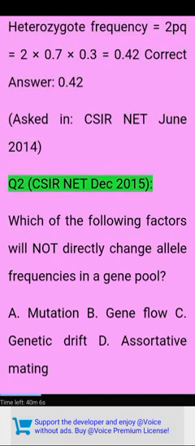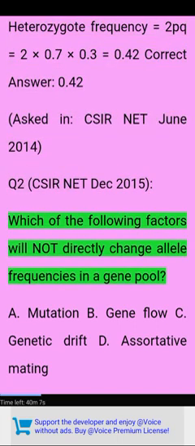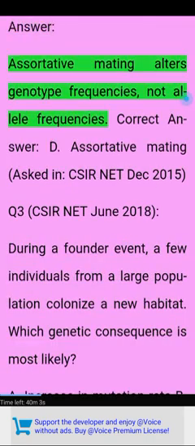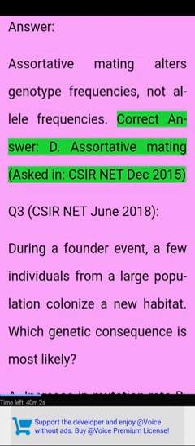Q2, CSIR NET December 2015. Which of the following factors will not directly change allele frequencies in a gene pool? A, mutation; B, gene flow; C, genetic drift; D, assortative mating. Answer: assortative mating alters genotype frequencies, not allele frequencies. Correct answer, D, assortative mating. Asked in CSIR NET December 2015.